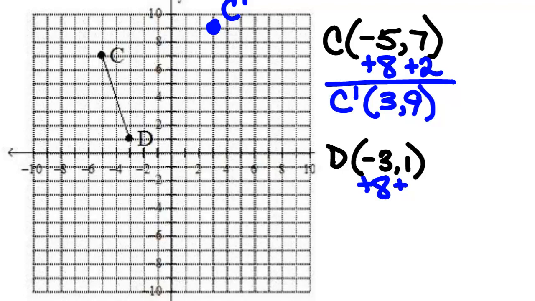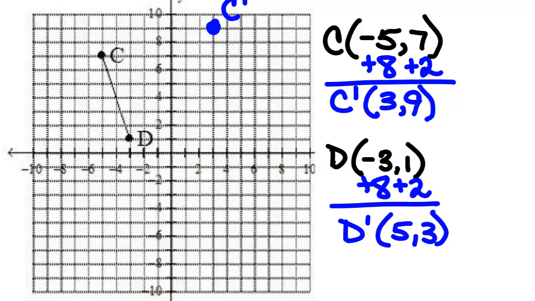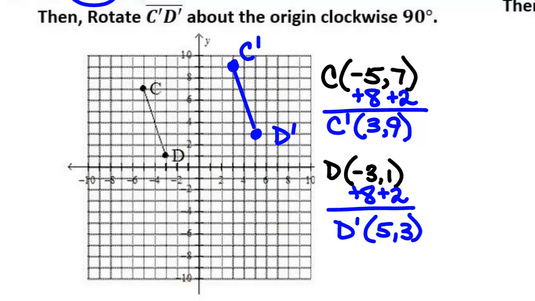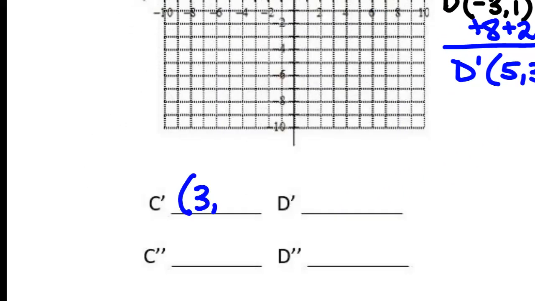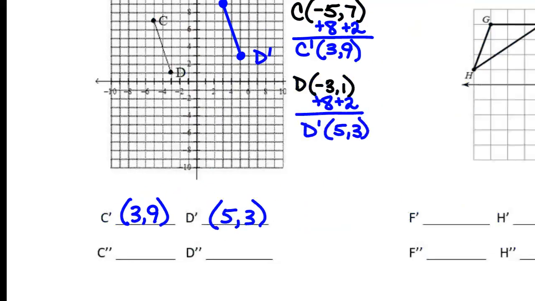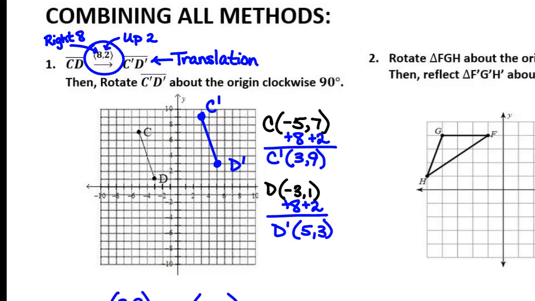Do the same thing for D prime. I'm going to add 8 to the x and add 2 to the y. 5, 3. Thank you. Right here is my D prime. Then I need to grab my straight edge and connect those 2 together. I'll write that down here. 3, 9. And 5, 3. All right, so we translated our line segment.